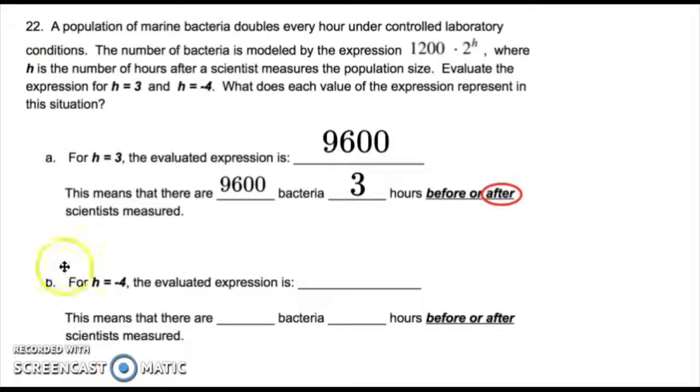For the second one, if I put in -4 for h, it'll be 2 to the -4 power, I get 75. So that means there are 75 bacteria. And again, remember 0 is a starting point. So -4 means it'll be 4 hours before the scientist measured. And then that is number 22.